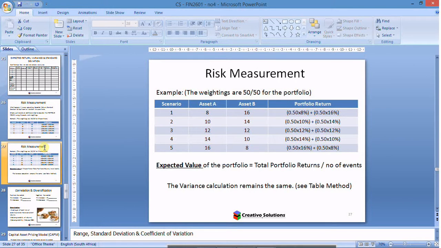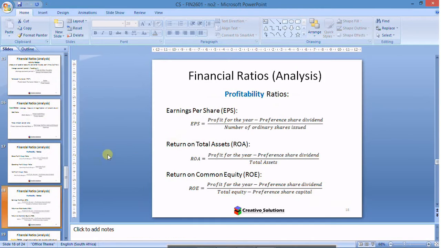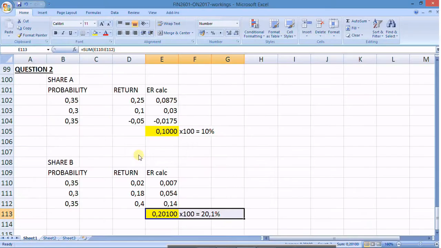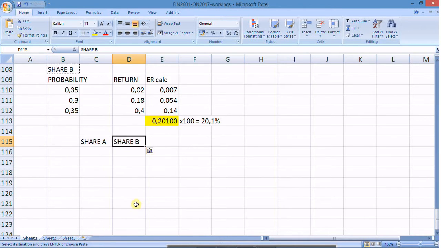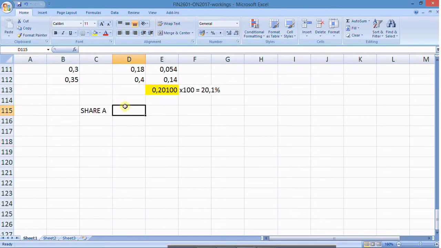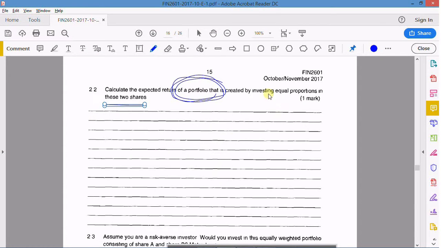There we go. So we just take the weightings and multiply them by the returns. Weightings times the returns. What was our weighting here? We need share A and B. Okay, share A, share B. What are the weightings? Equal, so 50-50.